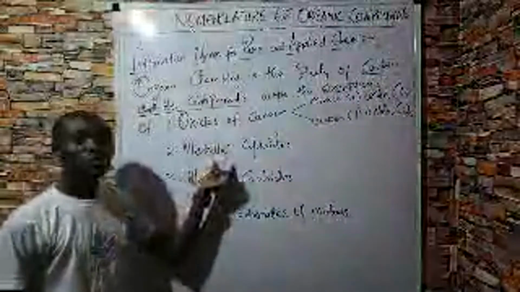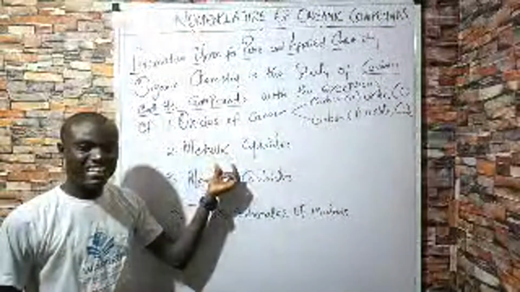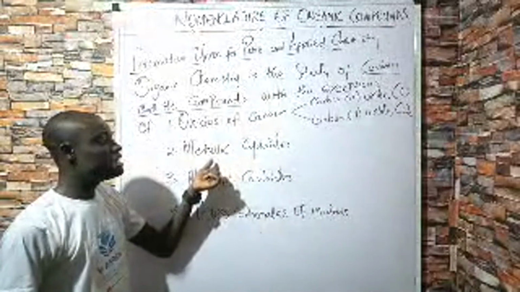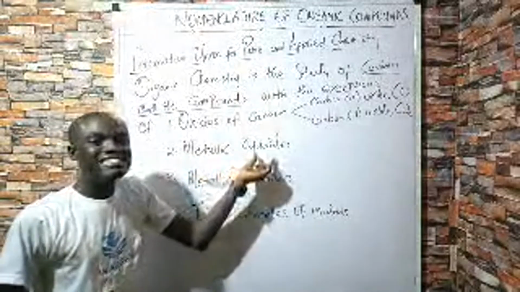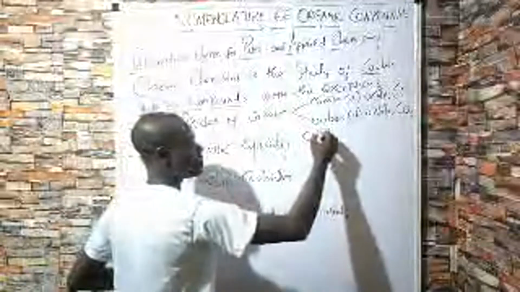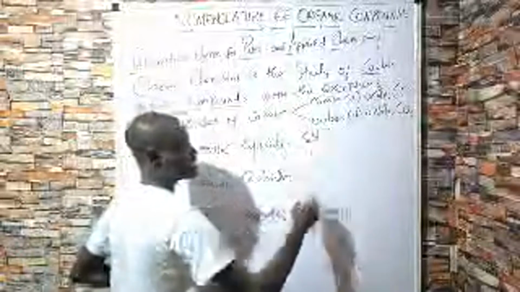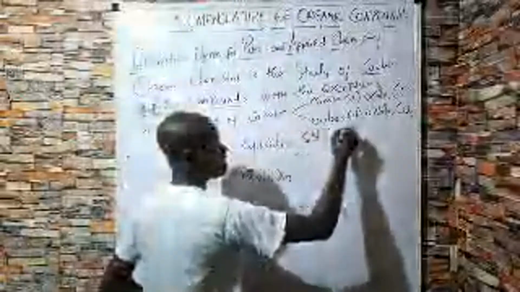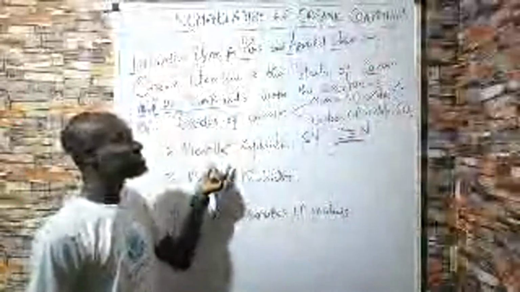Also, we don't study what we call the metallic cyanide. Metallic cyanide is simply a metal added to the cyano group. And what is the cyano group? The cyano group is what we call CN, so carbon attached to nitrogen with a triple bond. So it's something like this: we have carbon with a triple bond to nitrogen. So this is the cyano group. And when a cyano group is joined to a metal, we now have what we call the metallic cyanide.